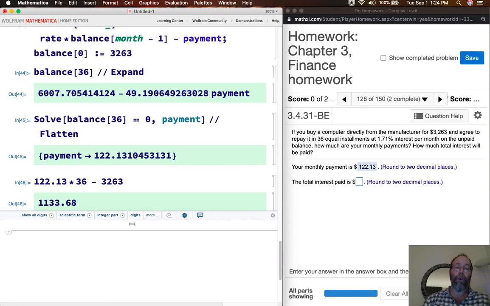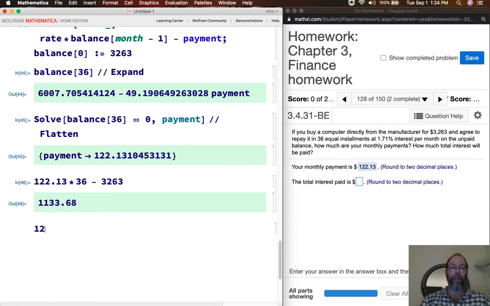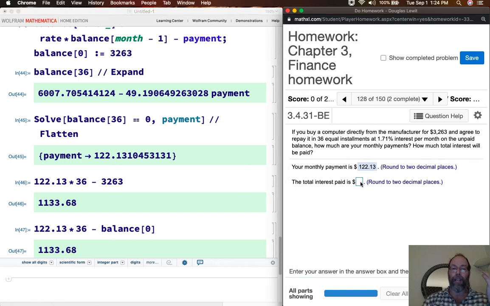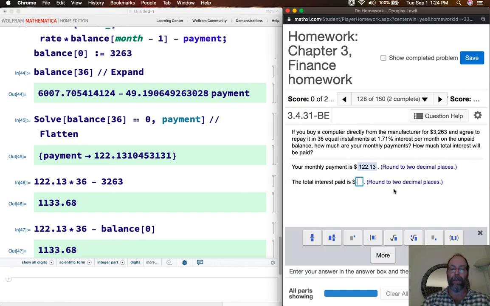There's my answer, or I could simply do this: $122.13 times a month times 36 months minus balance 0, right? It gives me the same answer. The total interest is going to be $1,133.68. That's the total interest spent on the loan.